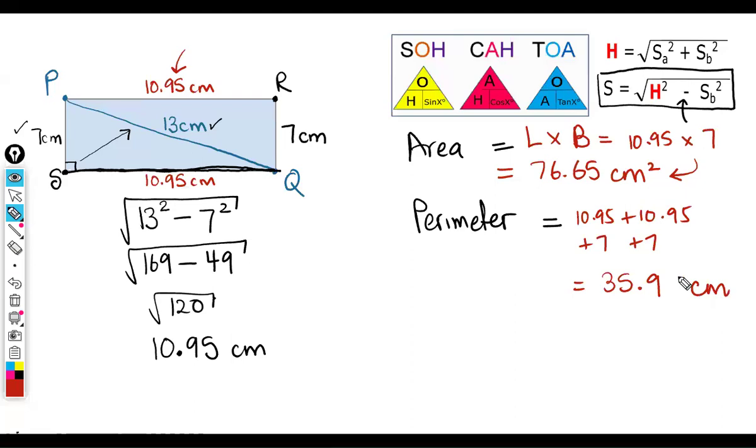35.9 centimeters. And if the examiner said he wanted it to 2 decimal places, you have to put a 0 here, right? But for today, I will accept 35.9 as correct. Right, so you guys are slowly seeing how areas and perimeters could easily incorporate another topic, Pythagoras theorem. And that is how it's going to be in your exams. Nobody's going to give you a straight areas question or a straight perimeter question, right?